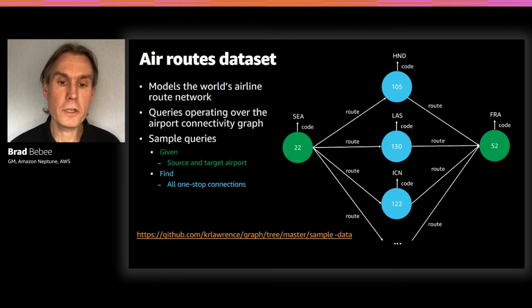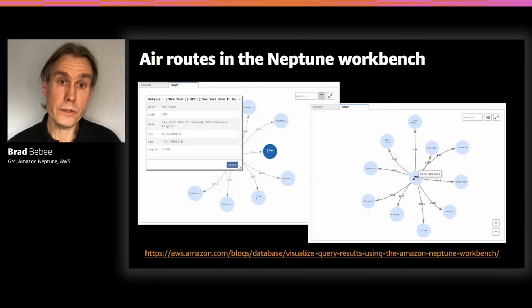We don't have to look at the graph as a PowerPoint diagram. You can use the Amazon Neptune workbench to query the graph and provide a visual view of the graph in your Jupyter notebook. And this is an example of another segment of the air routes data shown in the Neptune workbench.